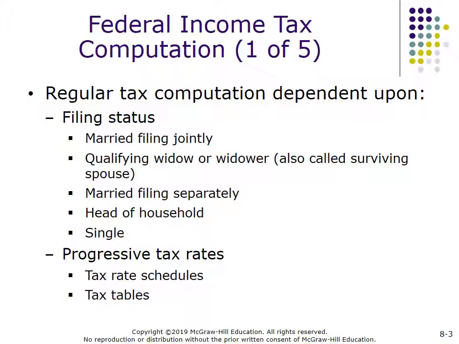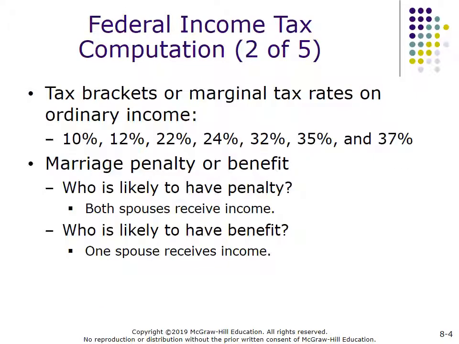The IRS expects you to use the tax rate tables when your taxable income is less than $100,000. But if your taxable income is above $100,000, you could use the tax rate schedules to compute the tax in Appendix D in the back of your book. And again, it's based on filing status. These tax brackets, or those marginal tax rates, are 10%, 12, 22, 24, 32, 35, and 37.